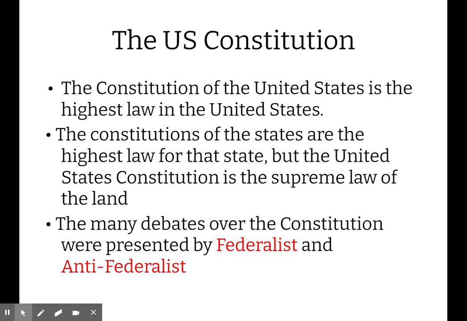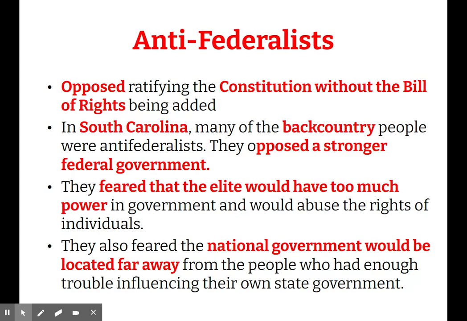The Constitution was the highest law of the land, and two groups of people are going to argue over whether or not it should be ratified, and those are going to be the Federalists and the Anti-Federalists. The Anti-Federalists are going to oppose ratifying the Constitution without the Bill of Rights being added. In South Carolina, these are going to be the backcountry folks who opposed a stronger federal government. They feared that the elite would have too much power and that the national government was located too far away.